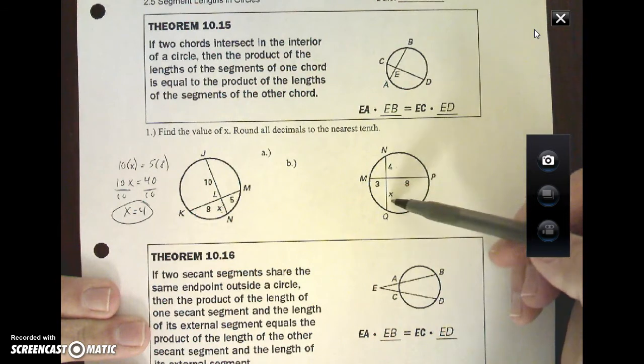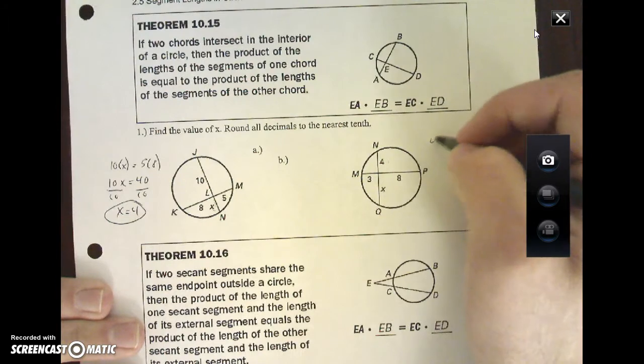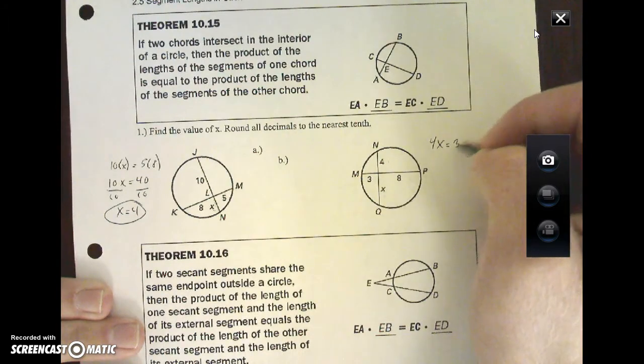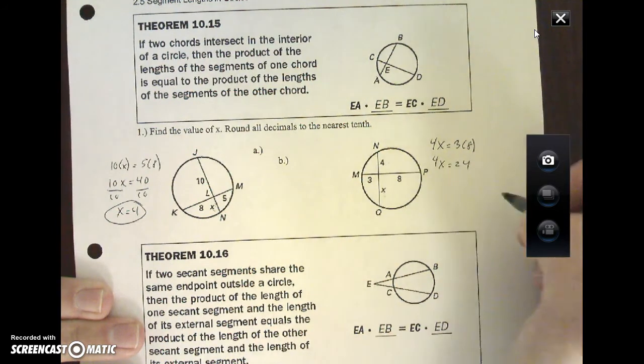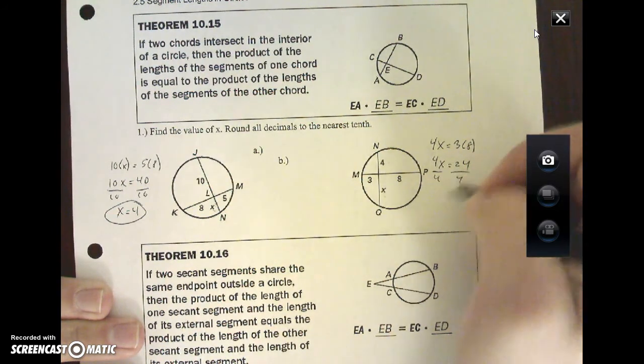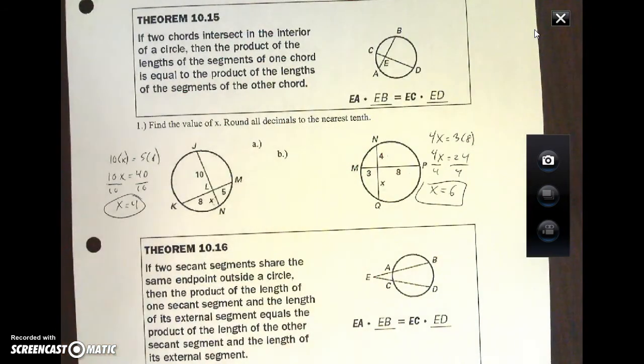Okay, so if we look over here to the right, what piece is on which piece? 4 and x, and 3 and 8. All right, so 4x equals 3 times 8. 4x equals 24. Divide both sides by 4. X equals 6. Okay. I like these problems. They're like little crisscross path problems. They're not too bad. Nothing too crazy. Pretty simple, and the answers normally turn out pretty nice.